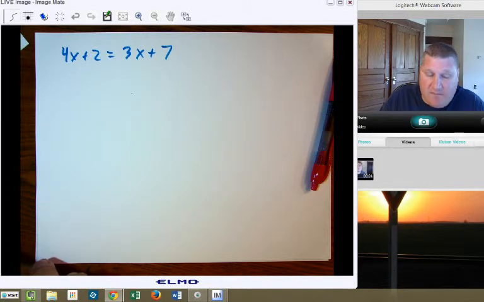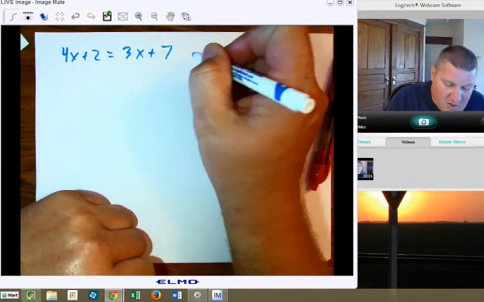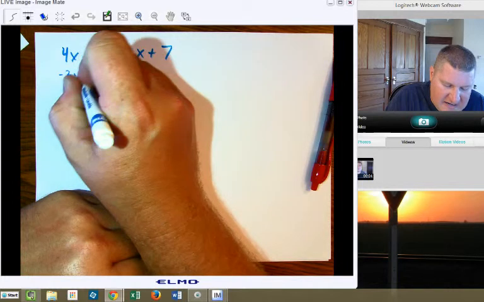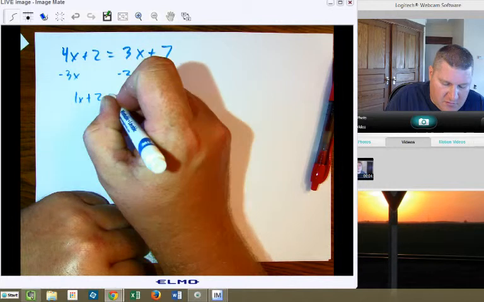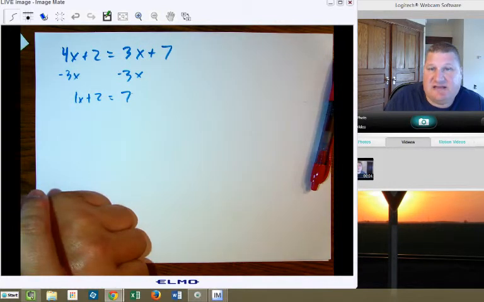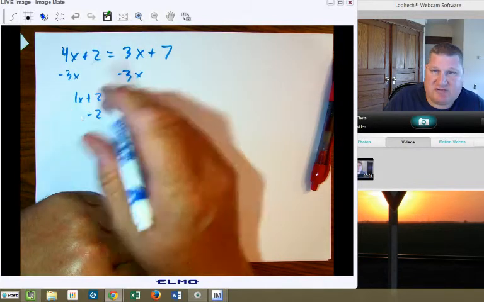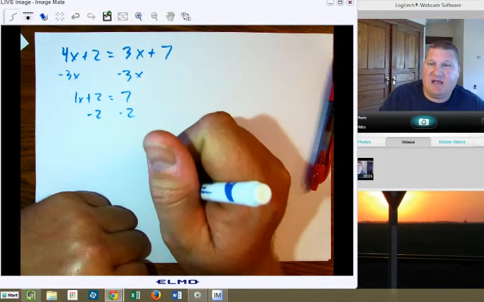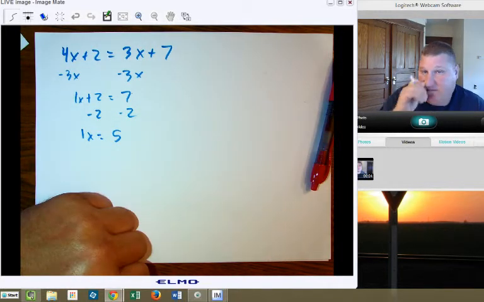Okay, now, hopefully when you solved for x, you did the following. You did minus 3x from both sides and said 1x plus 2 equals 7. Then at this point, your next step is going to be minus 2 from both sides, because we want to get all variables to one side, all numbers to the other. And so by doing so, we come up with 1x equals 5. Now, that's not bad algebra, but it's a little bit lazy and a bit sloppy.